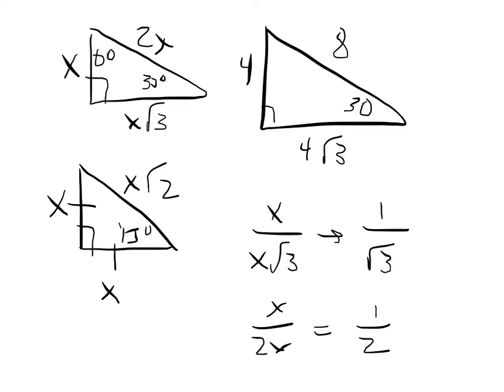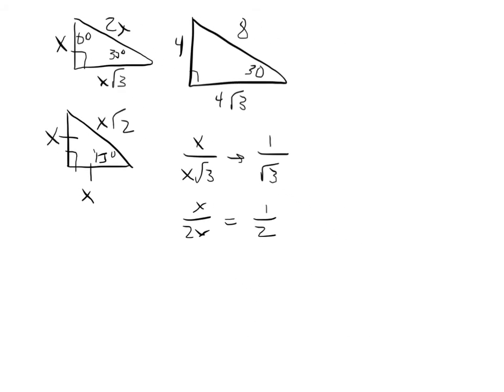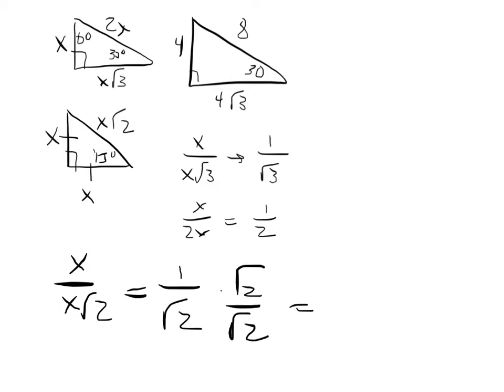And again, look at it with numbers. I've done it here with just our basic x, x root 3, 2x. I can also do that if I've got a 30, 60, 90 with specific numbers. 4 to 8, certainly there's my 1/2. 4 to 4 root 3, there's my 1 to root 3. I can obviously do the same with my 45, 45, 90 triangle. x to x root 2, that's a leg to the hypotenuse, equals 1 over root 2. And if I don't like square roots in the denominator, I can get root 2 over 2. That's the ratio of a leg to the hypotenuse in all 45, 45, 90 triangles.